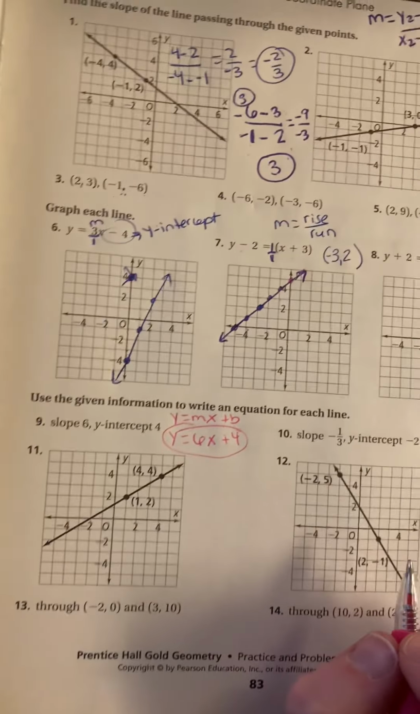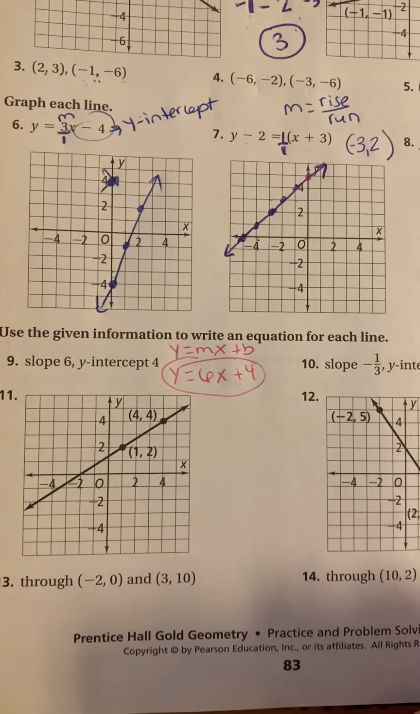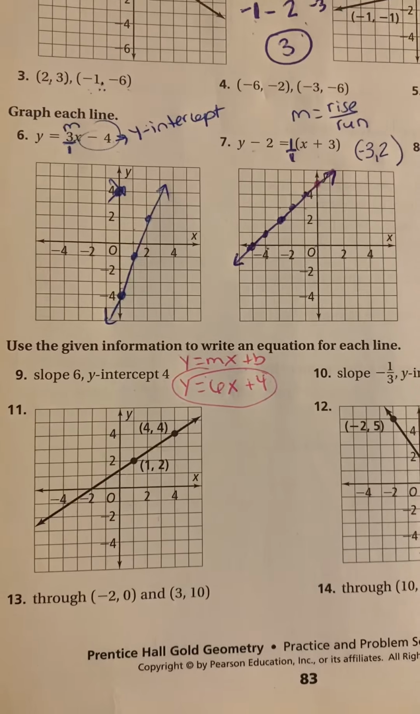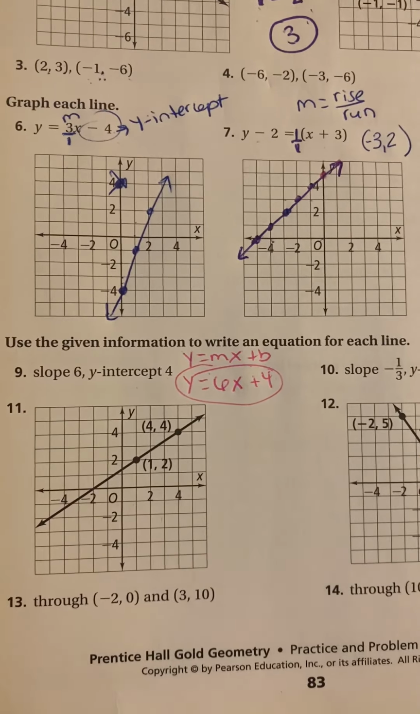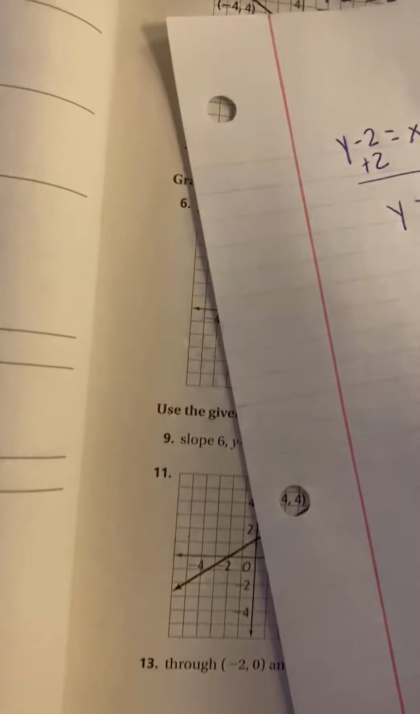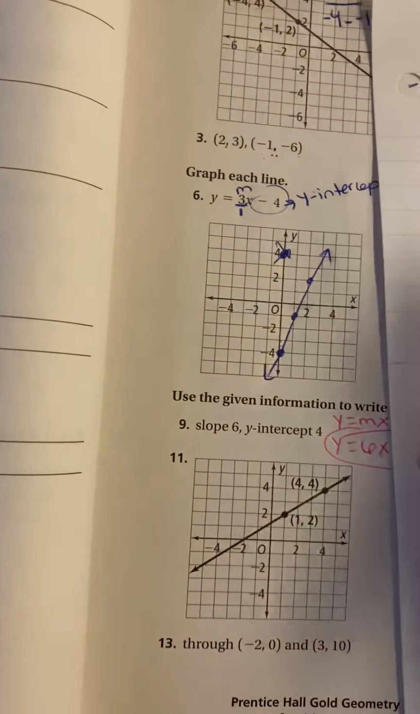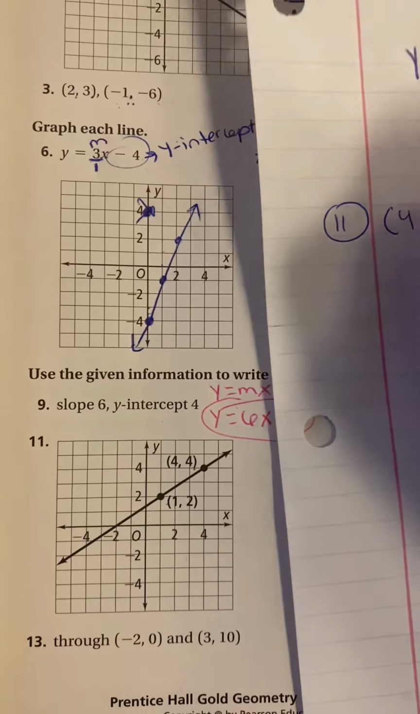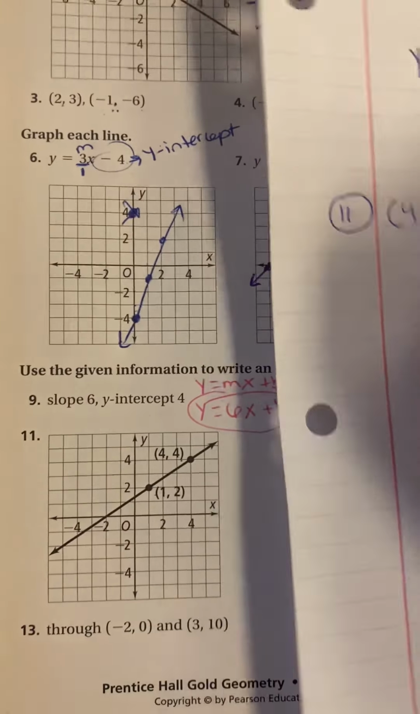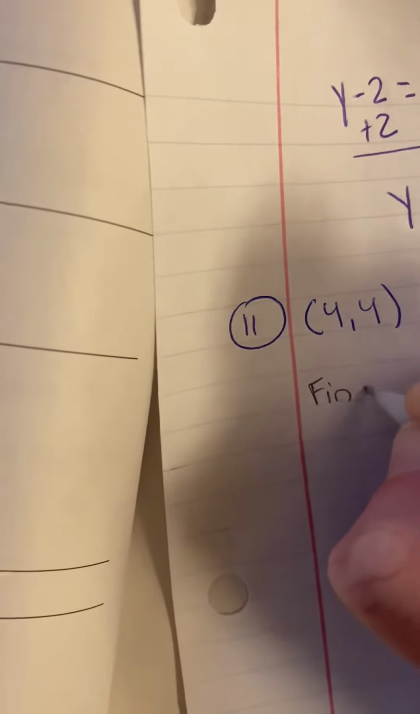Okay, this one, number 11, it just gives you 2 points. So we've got to find the slope, and we're going to write it in slope-intercept form. Number 11, my points are (4, 4) and (1, 2). So I'm going to write that down: (4, 4) and (1, 2). First step, I'm going to find the slope. So step number 1, you have to find your slope.